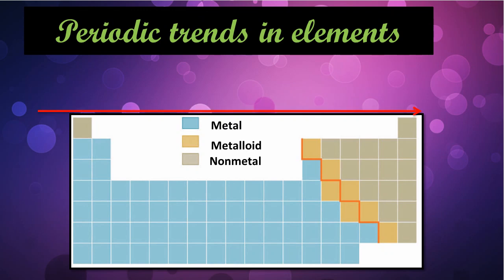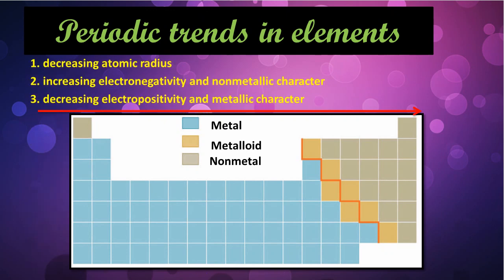So my students, while moving from left to right in a period, that is any period from 1 up to 7, this characteristic will be observed. When we move from left to right, the atomic radius decreases. What is atomic radius? It is the distance between the center of the nucleus and the last shell of the element. While moving from left to right, atomic radius decreases, and electronegativity and non-metallic character increase. So what is electronegativity? It is the tendency of an atom to accept electrons. So electronegativity increases, or non-metallic character increases.